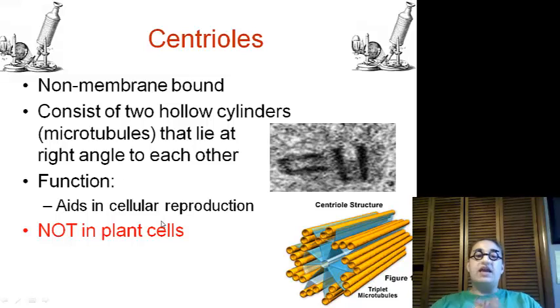They help in the aid of cellular reproduction. So as a cell actually grows and divides, it will help keep everything where it's supposed to be, so that when it divides, it has equal amounts of different items. So these are not found in plants.